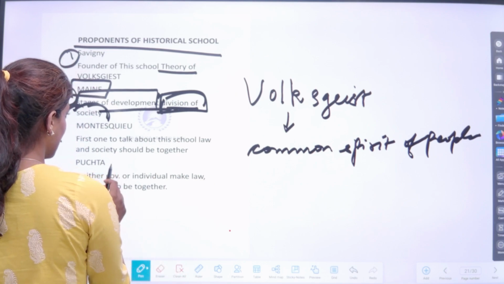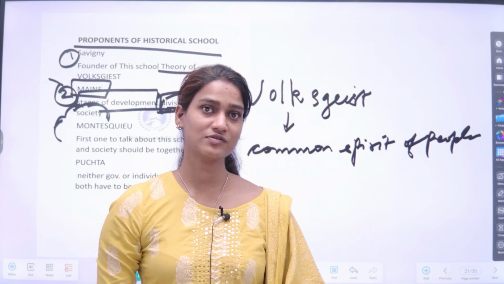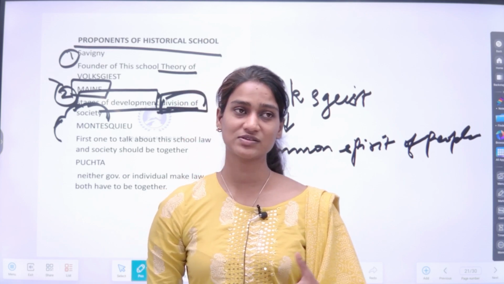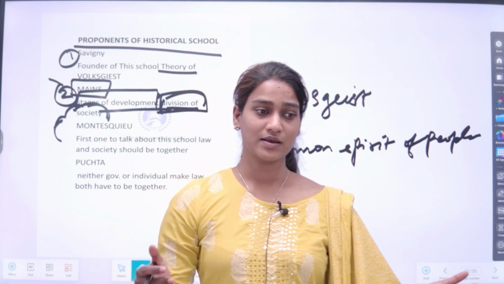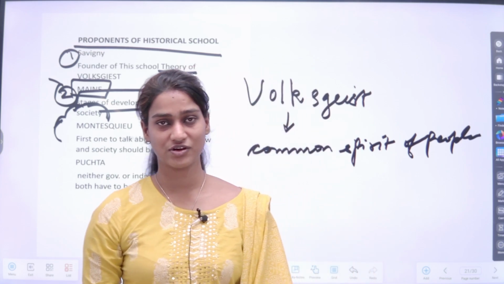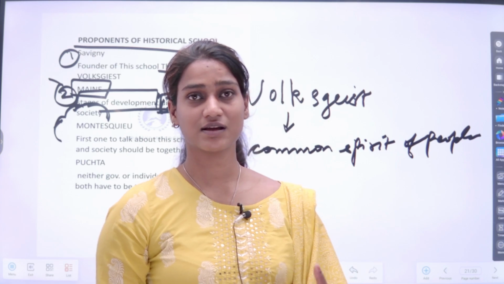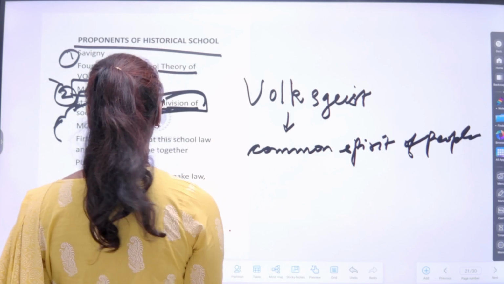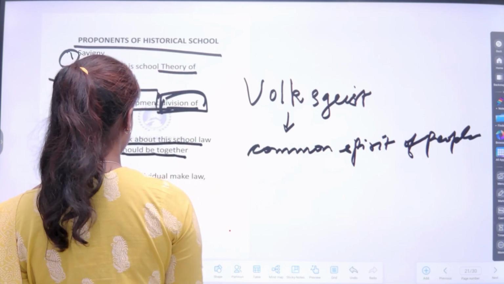What does Montesquieu have to say? First, we should know that Montesquieu was the first person who actually said that law is not something which is merely made. It should take into account the prevailing conditions of society, generations, the problems, etc. So the idea first came into the mind of Montesquieu. He was the first one to talk about law and society being together.